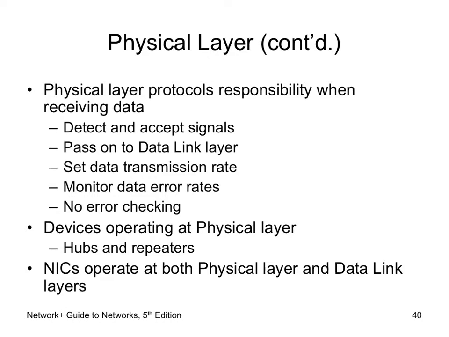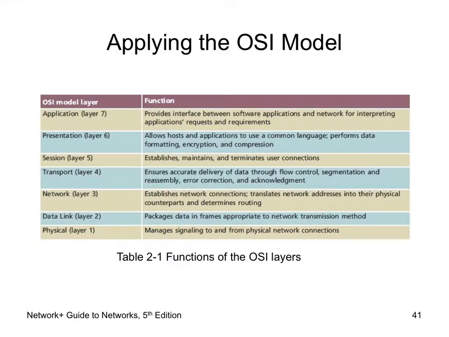Remember we talked in week 1 or 2, I think it was week 2, how hubs are dumb devices. They would fall upon this one. Repeaters are also dumb devices. They don't really do any rules. They just push data and extend data. NICs operate at both the physical layer and the data link layer.